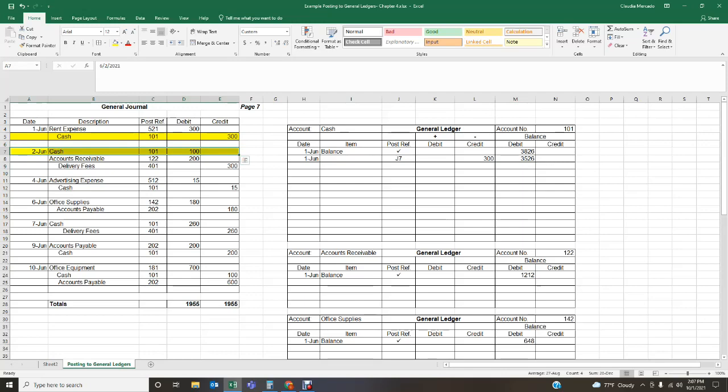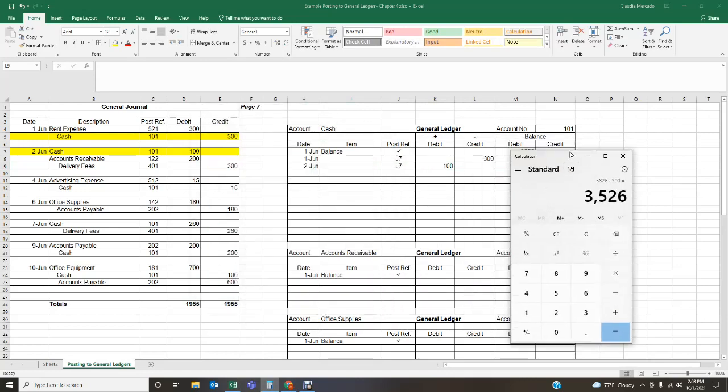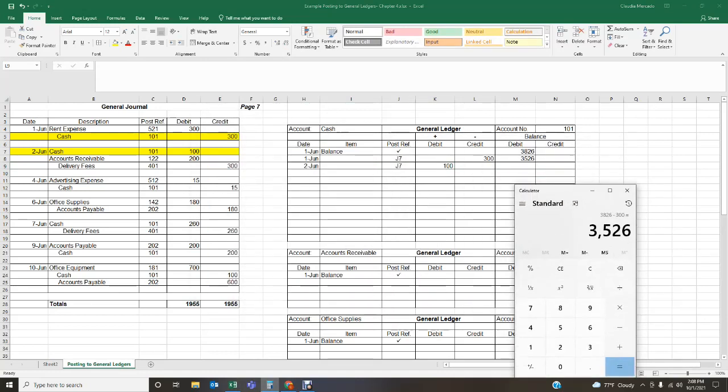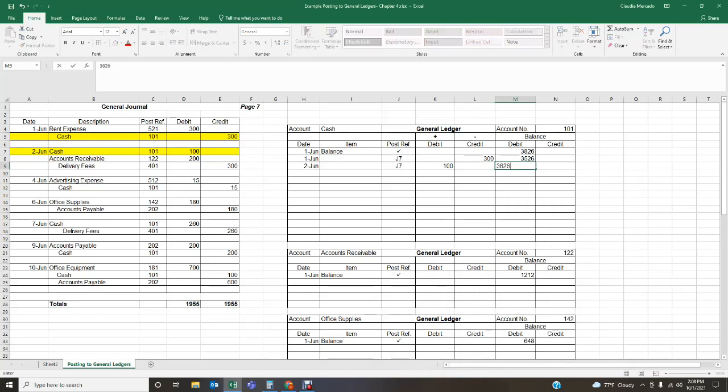I'm going to go down the list and find another transaction. I have another transaction on June the 2nd, and that's also journal 7. This time my transaction is a debit for $100. So I'm going to get my ending balance of $35.26. This is a debit, so I'm going to add my debit plus 100. That's going to be $36.26. That's going to be my ending balance. So all I'm doing is maintaining the ending balance for my account cash. So that happened on June the 2nd.